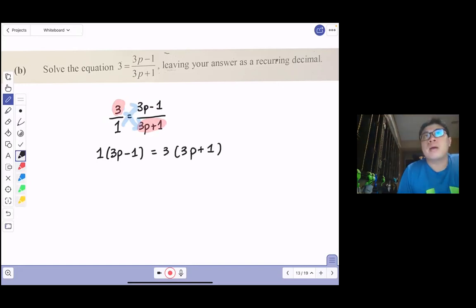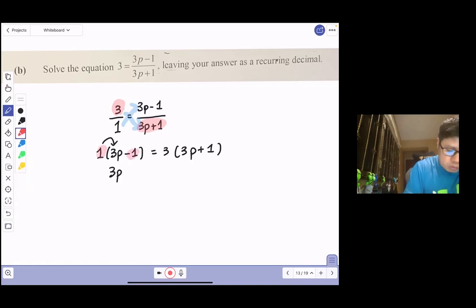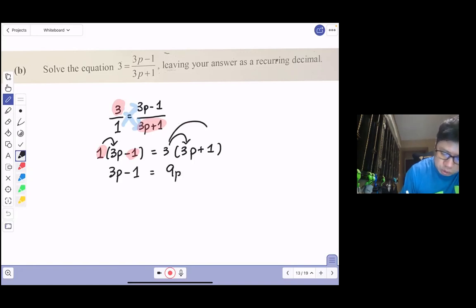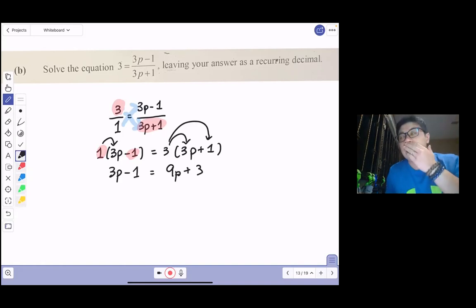From here, 1 multiplied to 3p minus 1 is basically just itself, the same thing. 3 times 3p gives me 9p. 3 times positive 1 gives me positive 3. And now I want to isolate my p, put all the p on one side, put all the constants on the other side, and solve for p.